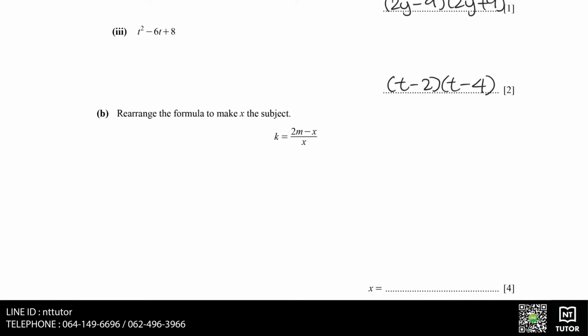B. Rearrange the formula to make x the subject for k equals 2m minus x, all divided by x. This means that we want to rearrange this expression so that we have x equals something. To make x equal something, we cannot have x in the denominator of the fraction. So the first step is to remove the x from the denominator of the fraction, and we can do that by multiplying both sides by x.